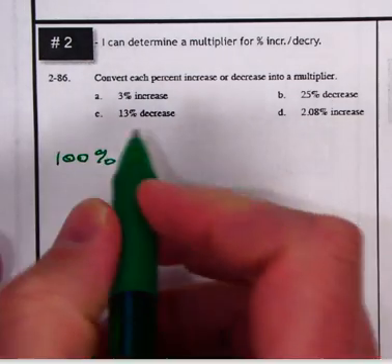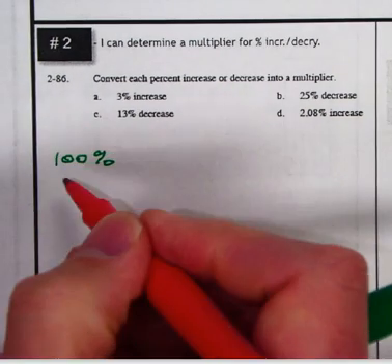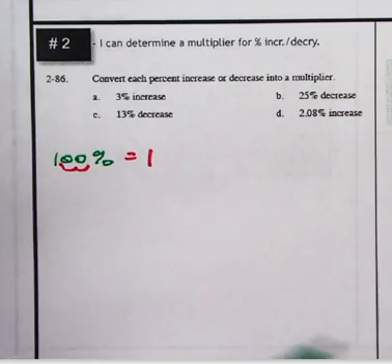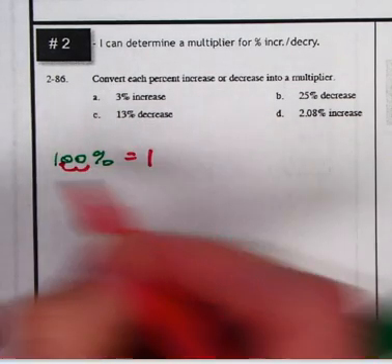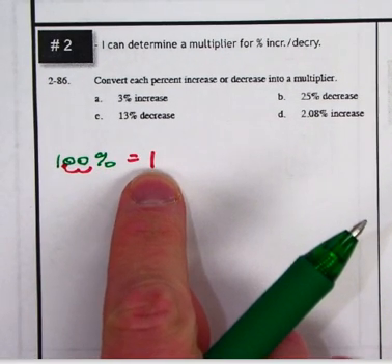Remember that 100% as a decimal, I would move that back 2 places, and when I do that, that gives me the whole number of 1. 100% equals the number 1. Those are synonymous for each other. So I have one full item, I've got to have the number 1 in it.